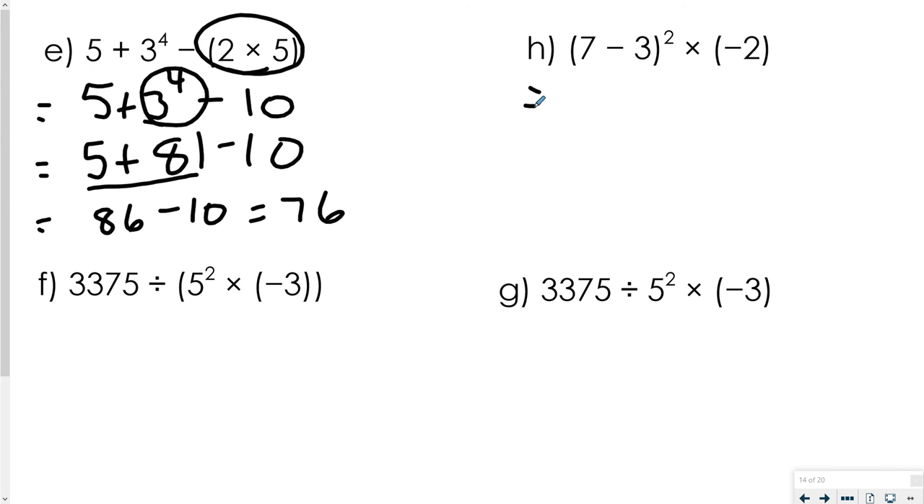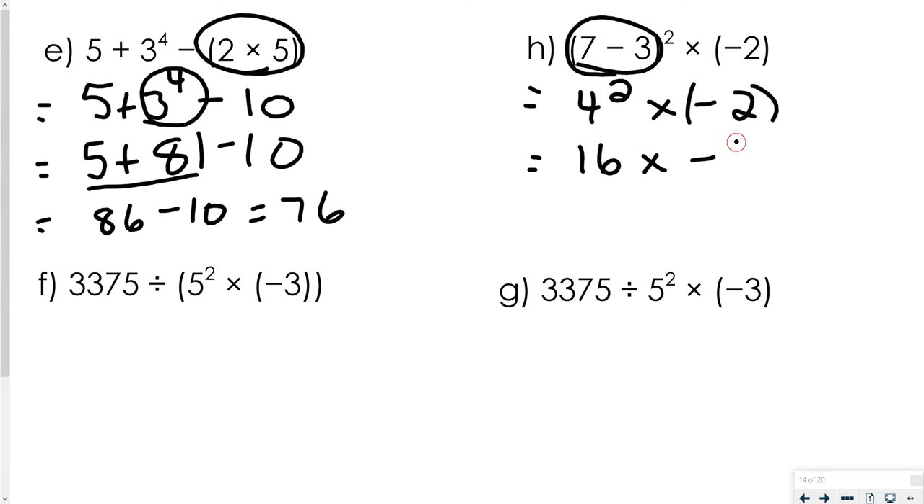For H, simplify the bracket first. 7 minus 3 is 4 squared times -2. I'll keep the -2 in brackets for you. 4 squared is 16 times -2. 16 times 2 is 32. There's one negative, so my answer is negative. F.